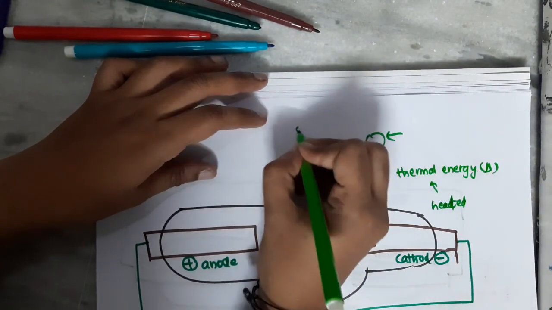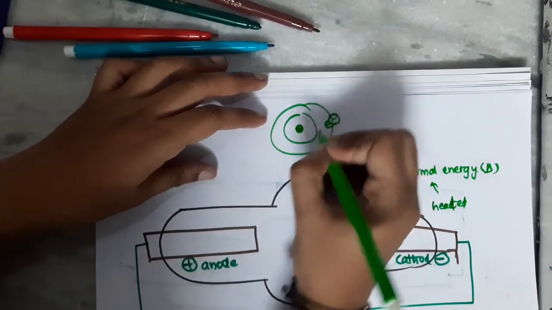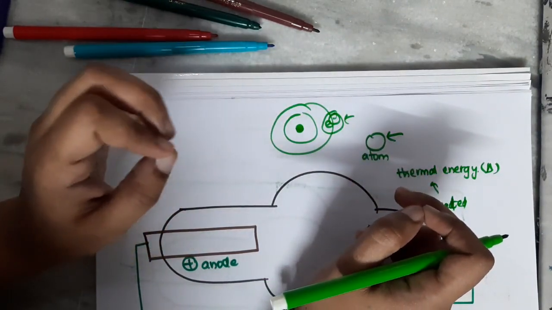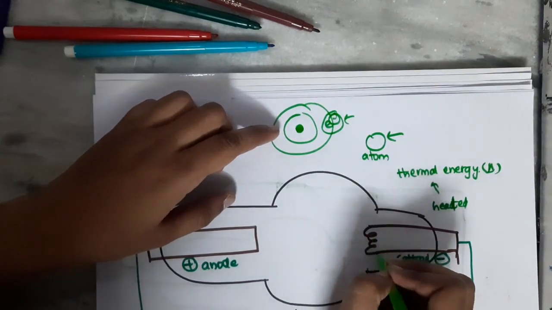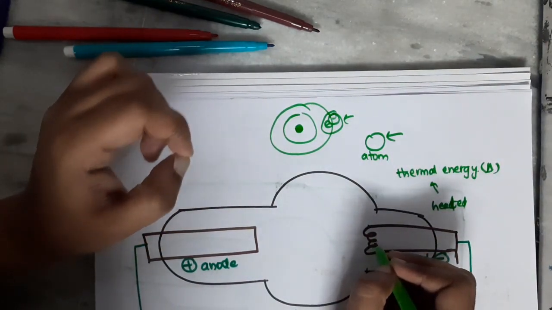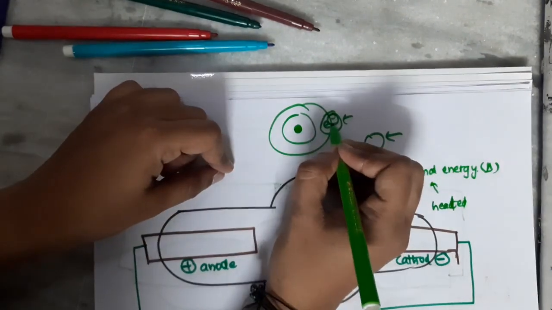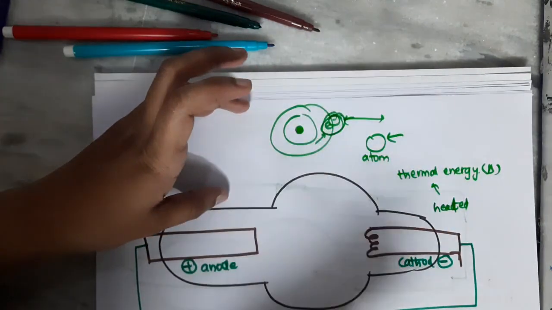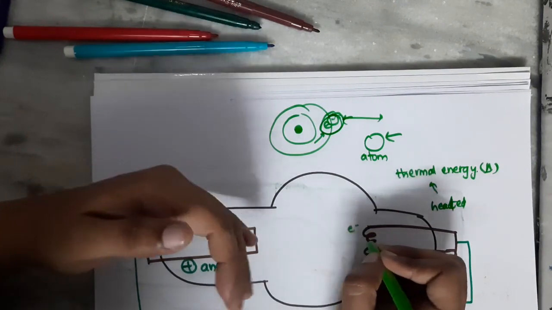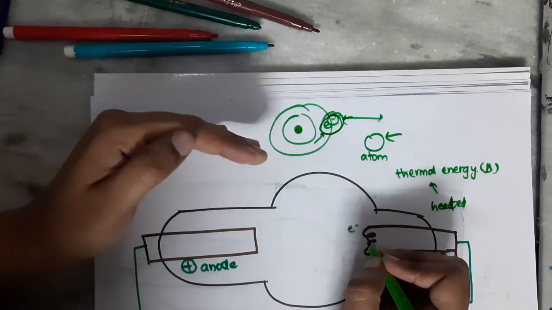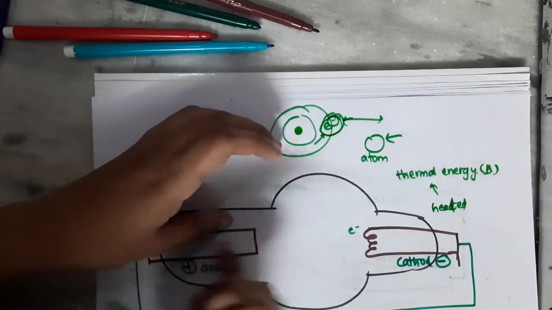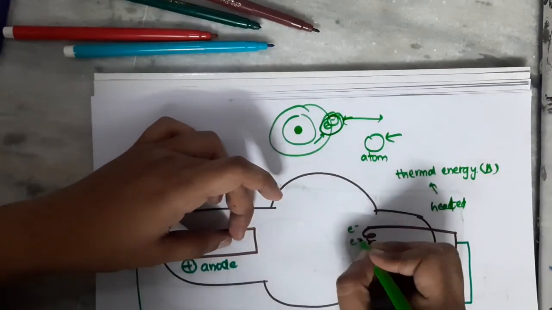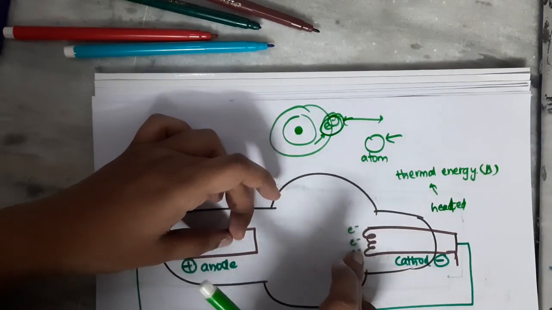This heat is absorbed by the atom. The atom is nothing but a nucleus with some electrons. So these electrons now absorb the thermal energy. Once they absorb the thermal energy, these electrons start escaping from the metal surface. They absorb thermal energy and start coming out from their orbit. So the electrons will move out and come out of the metal surface. But they cannot move until the anode, as they don't have a sufficient amount of energy to move to the anode.